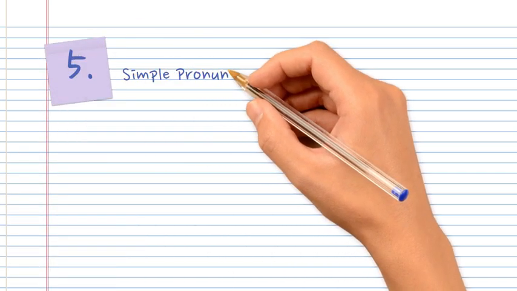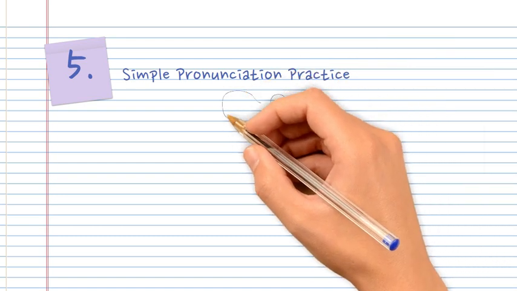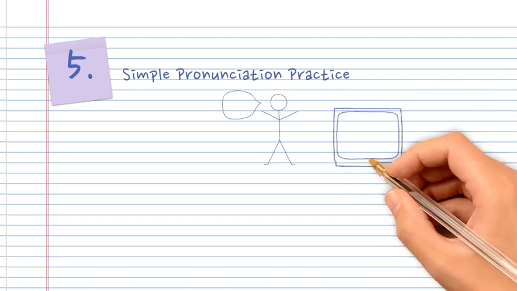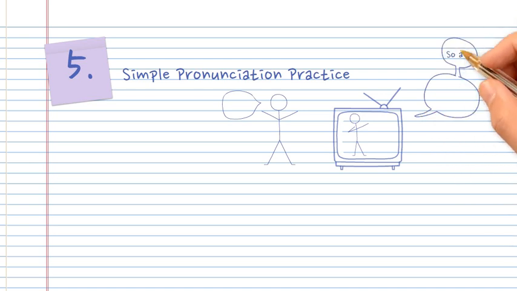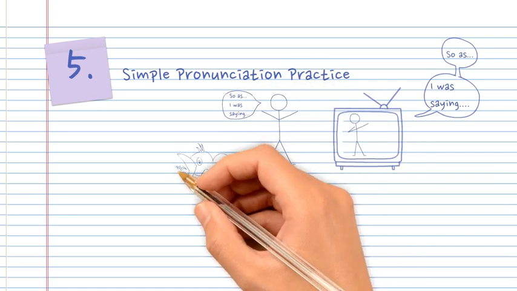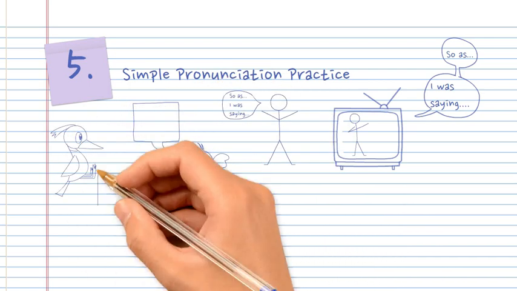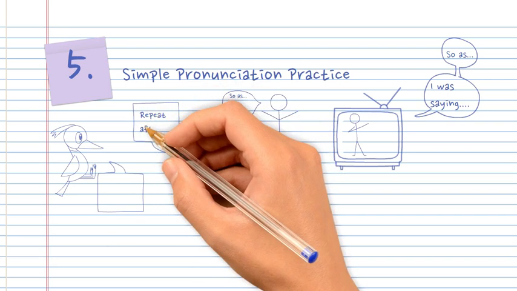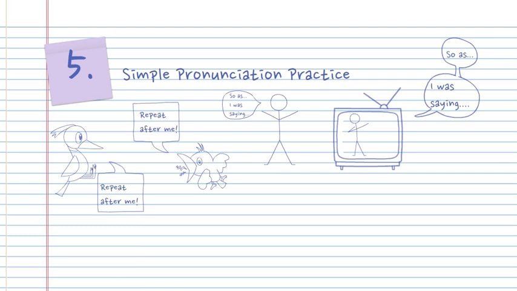Number 5. Simple pronunciation practice. Everyone knows pronunciation is important, but we often don't know how to work on it. One simple and powerful method is what I call listen and repeat. Take 5 to 10 minutes every day to listen and repeat after an English speaker. This can be done while you're watching a movie in English or listening to a podcast. It's simple and it really does help if a person does this often while studying English.